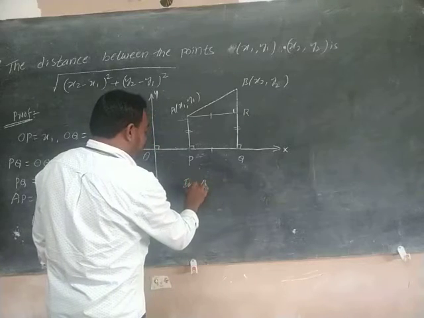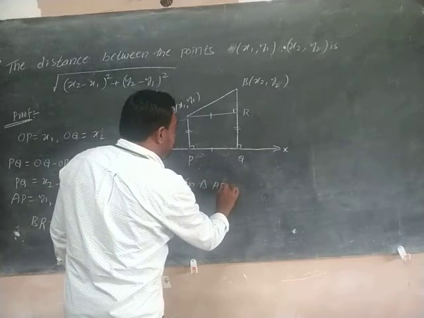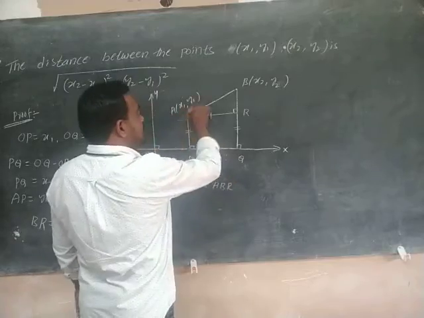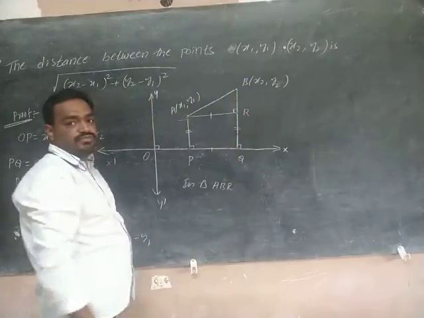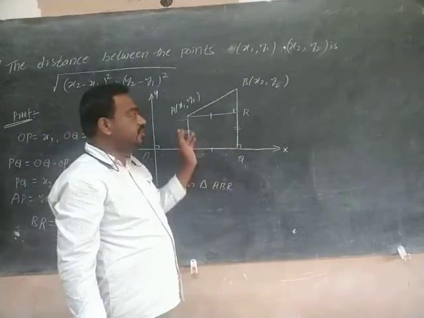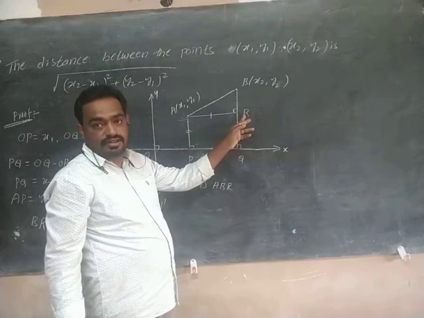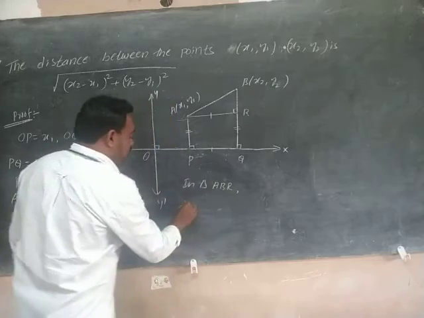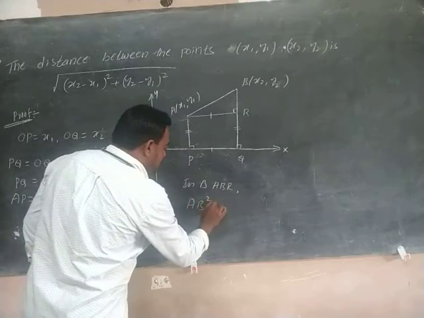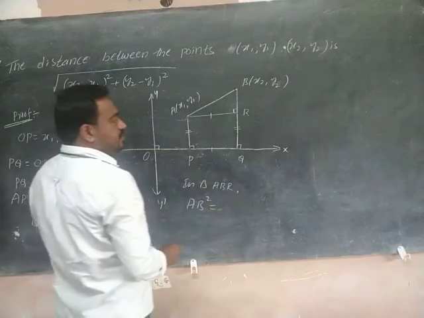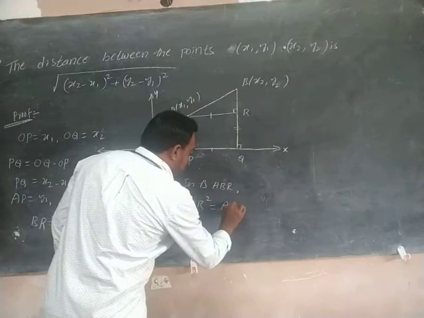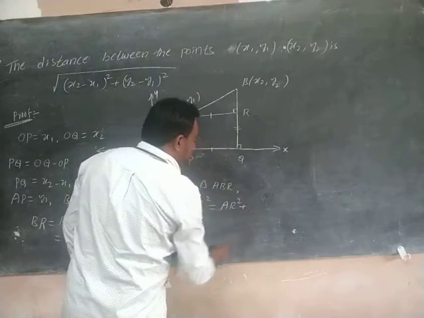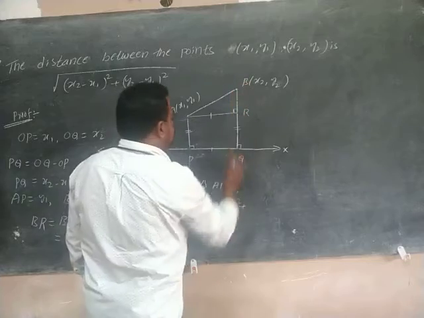In triangle ABR, this is a right angle triangle. Right angle where? At the vertex R. Okay, from the Pythagoras theorem, what do we know? AB square is equal to hypotenuse square, equal to adjacent side square plus opposite side square, otherwise base square plus height square.